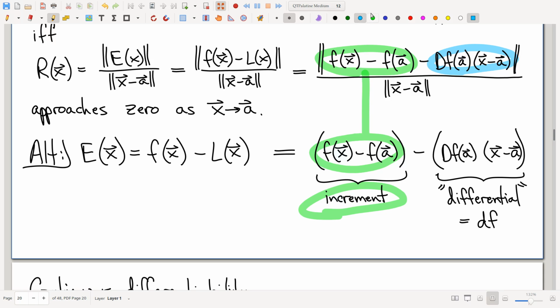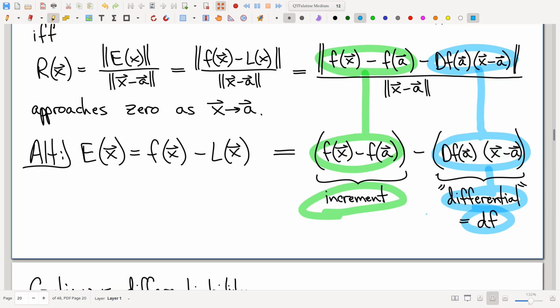Okay. The thing on the right, it's not the linear approximation, right? But it's the part of the linear approximation that's representing our attempt at understanding how much the function changed. So it's our linear estimate of the change. And there's a standard term for linear estimate of the change of a function, and that term is differential. And y'all have seen this notation before, df.